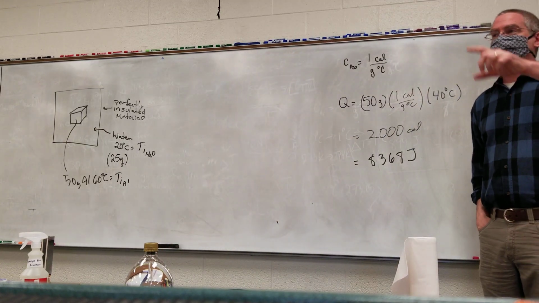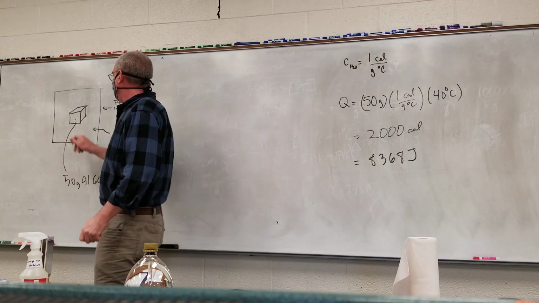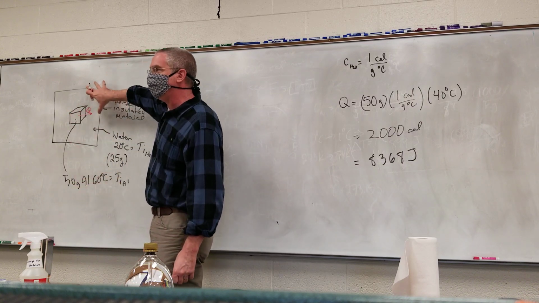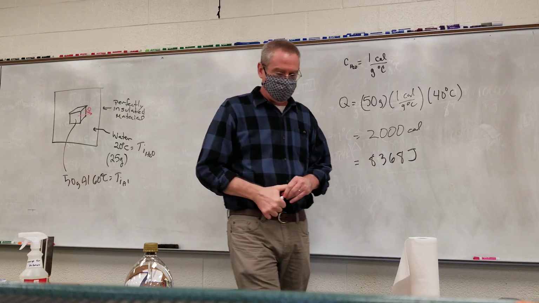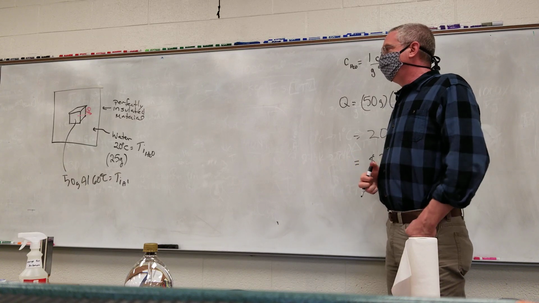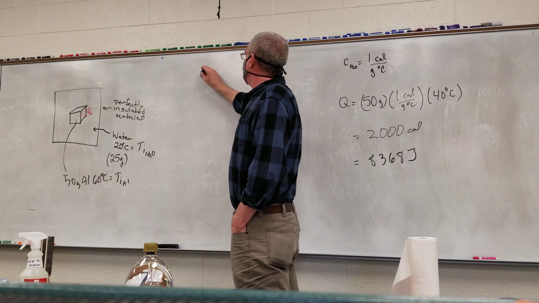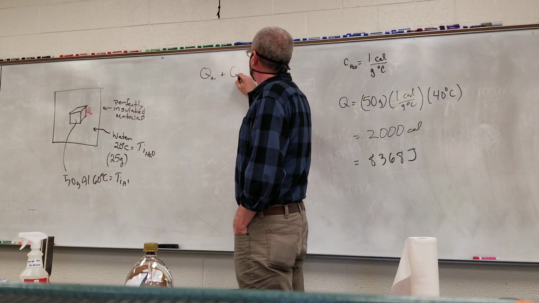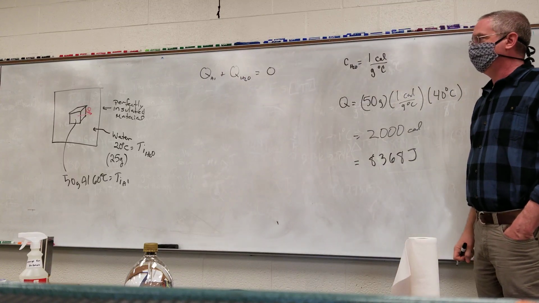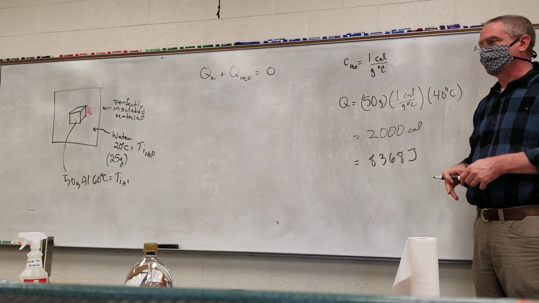Now the reason why I wanted the other piece of it is that I want to emphasize energy is conserved here. I have energy flowing from the cube into the water. So I know that Q for the aluminum plus Q for the water is equal to 0, because any energy that the cube loses, the water gains.